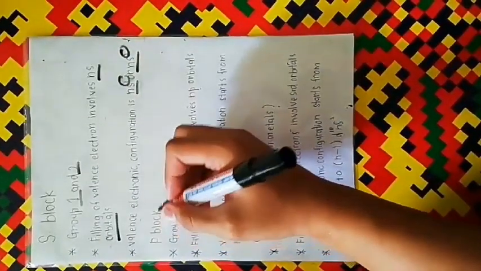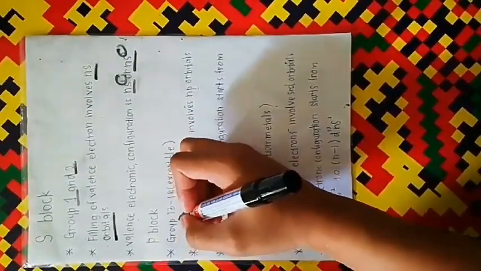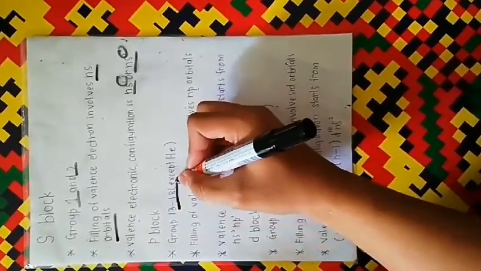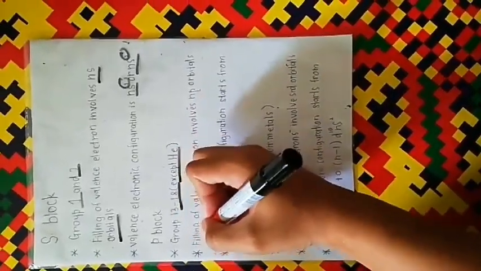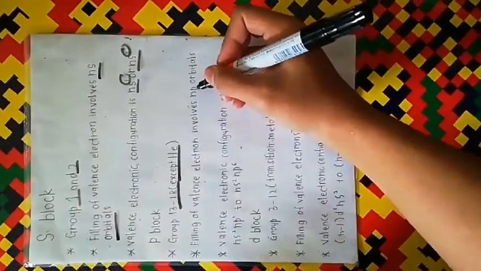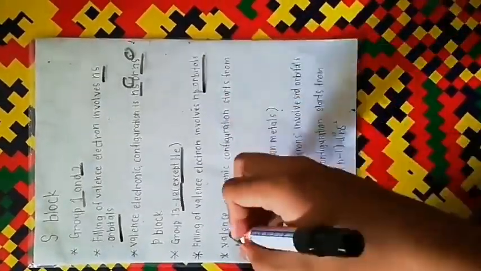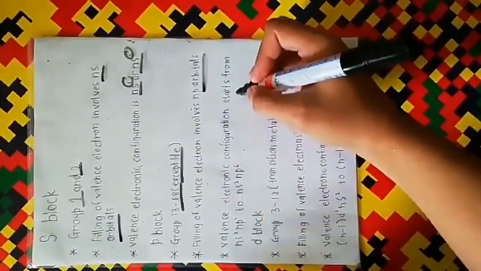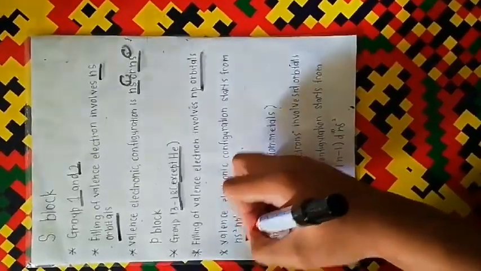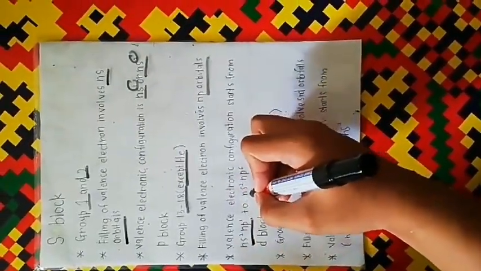Second is P block. P block consists of group 13 to 18 except for helium, and filling of valence electron involved is P orbital, and valence electronic configuration starts from NS2 NP1 to NS2 NP6.